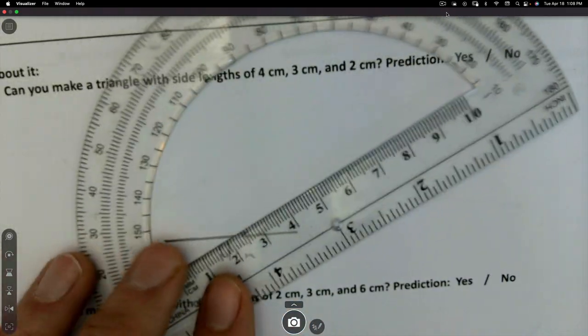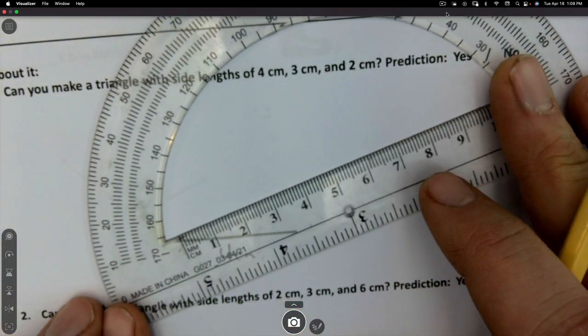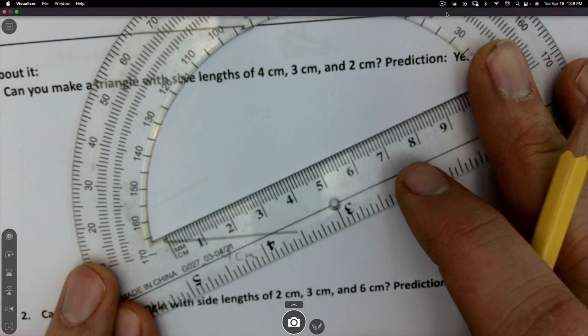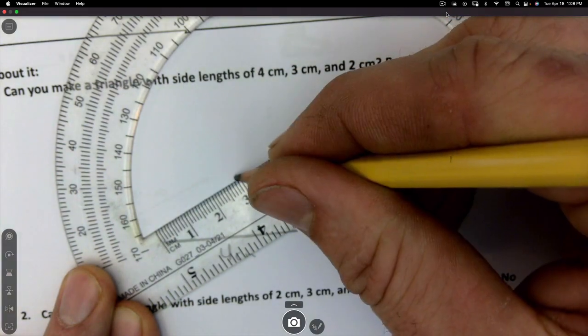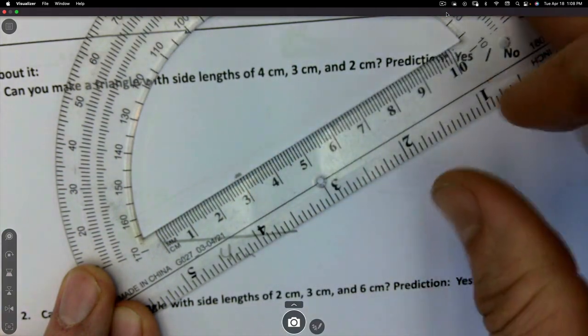And this is where it gets a little tricky. You don't know where the other 2 is going to intersect, so I'm just going to put a dot where I have 3. Right now, just put the 3 right about here.